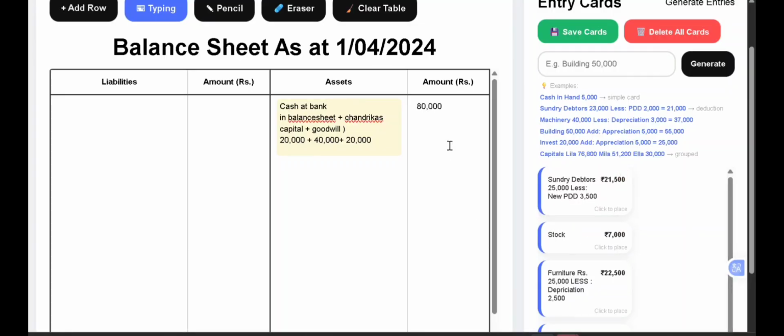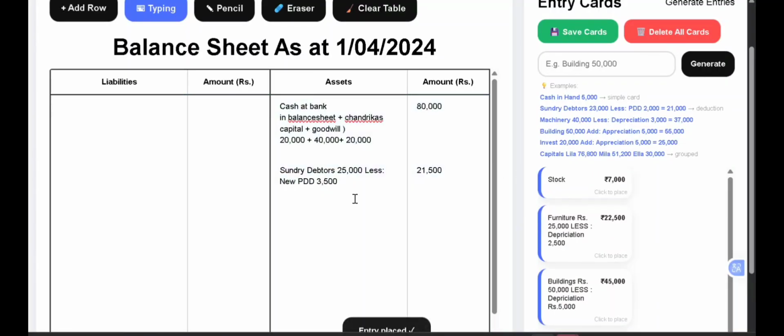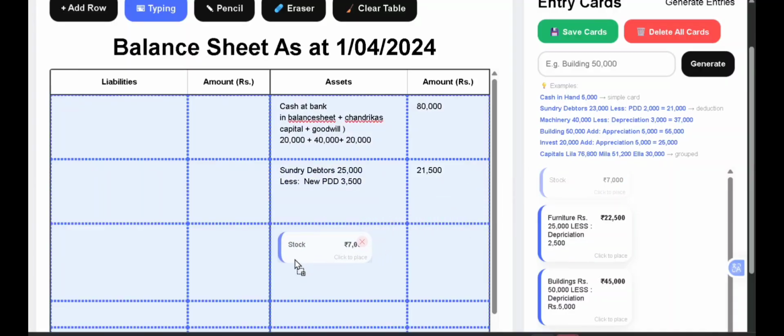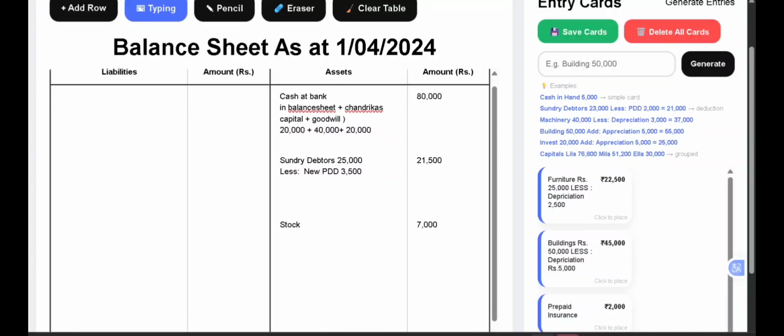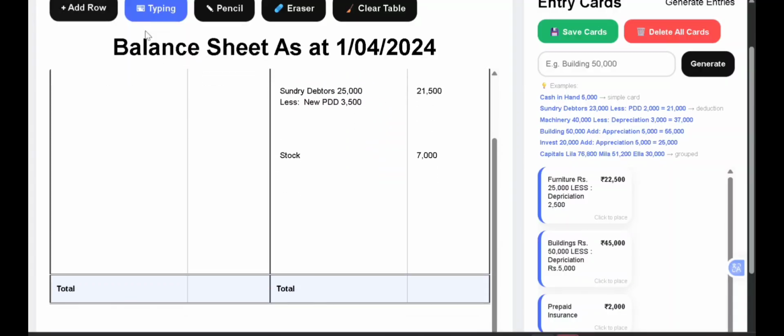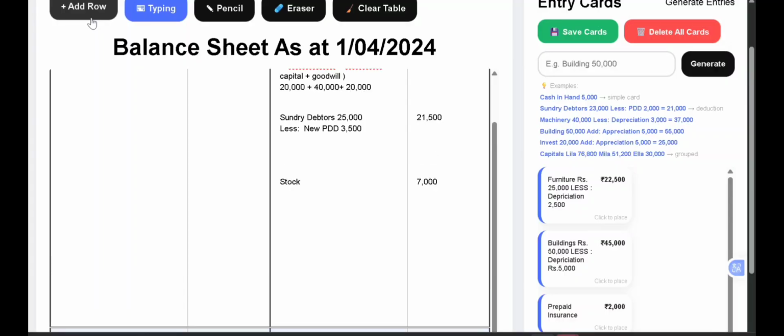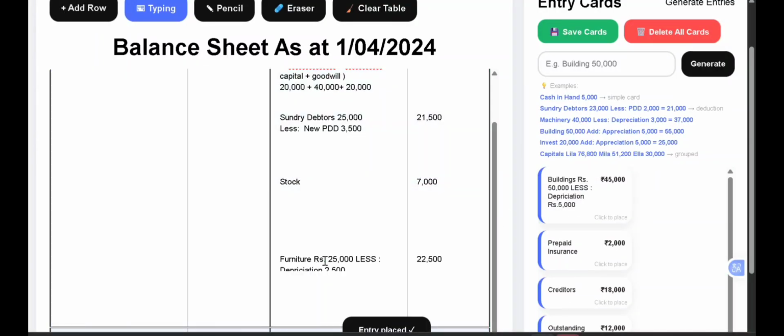Now sundry debtors are to be adjusted with a new adjustment, that is debtors is 25,000. From the debtors we have to deduct the new PDD, that is 3,500, which is given in our adjustment. Since the PDD has increased, the balance amount which has to be recorded on the asset side will be 21,500. Next, we have the stock. For stock, there is no adjustment, so we are going to write it as it is, stock 7,000, as it is given in the balance sheet.